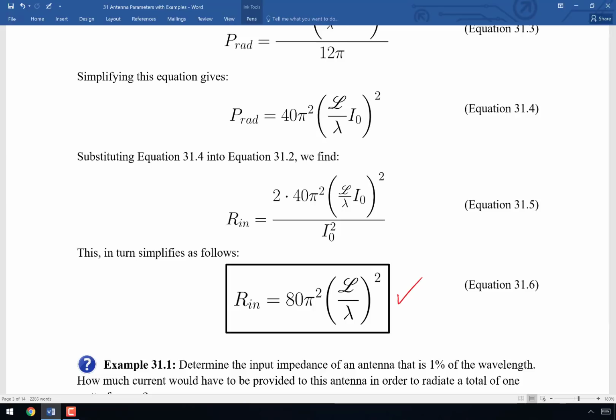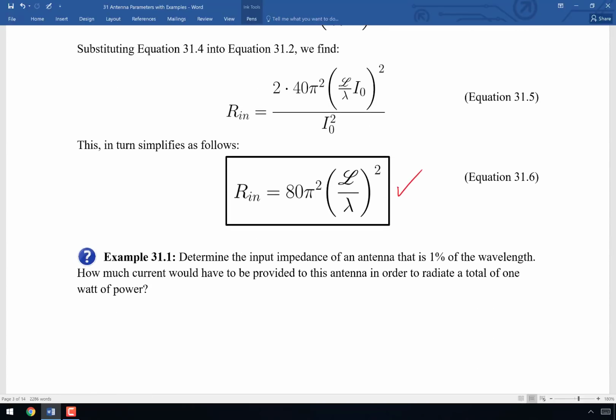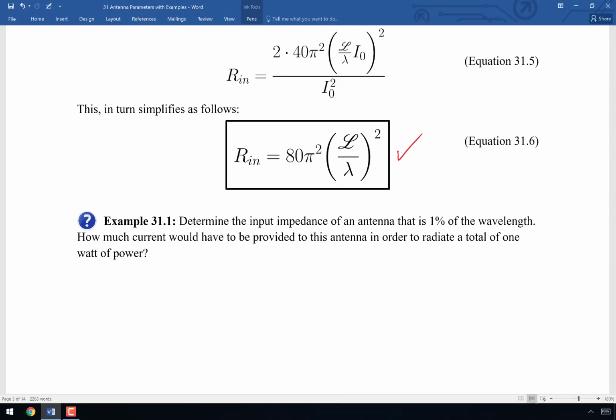It's not at all clear to us what sort of range of numbers we're going to be talking about. Is it ohms? Is it kiloohms? Is it megaohms? So let's do a quick example. We want to know what is the input impedance of an antenna that is 1% of the wavelength of the signal. How much current would then have to be provided to this antenna in order to radiate a total of 1 watt of power?